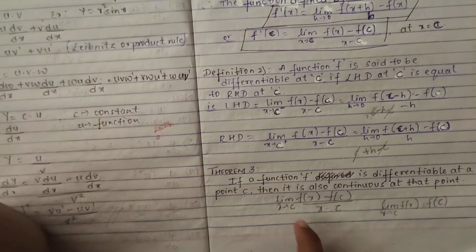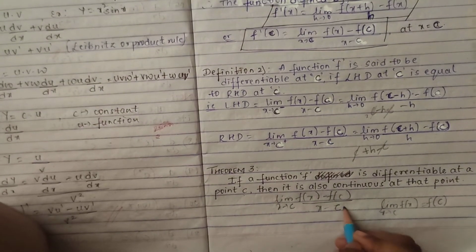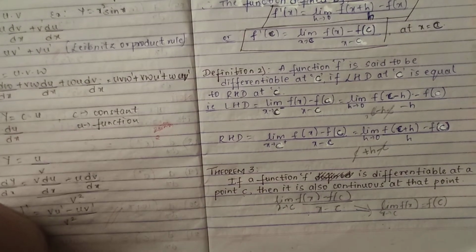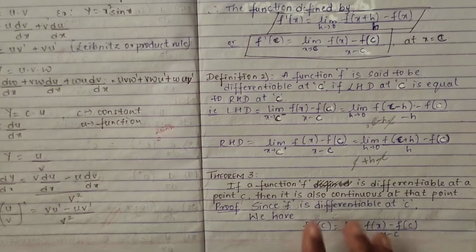This is the definition of continuous, and this is the definition of differentiable. If it is differentiable, it should be continuous. Taking this, we have to prove it. So, we will see the proof.